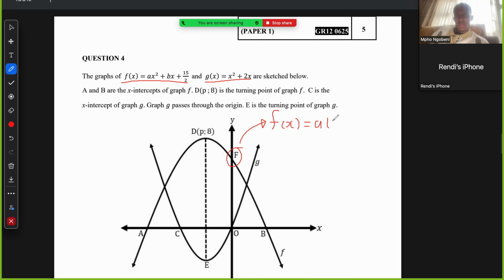a times 0, b times 0, plus 15 over 2. So this one is 0, 0, 0. So my y is going to be 15 over 2.